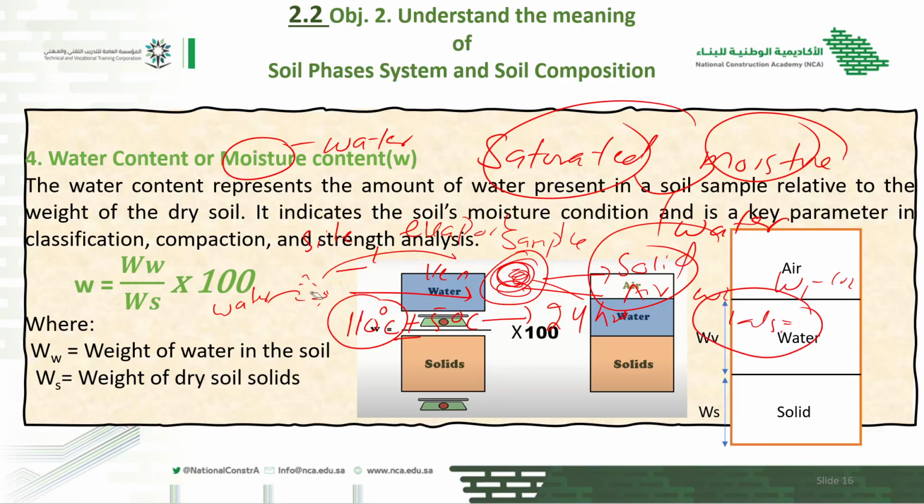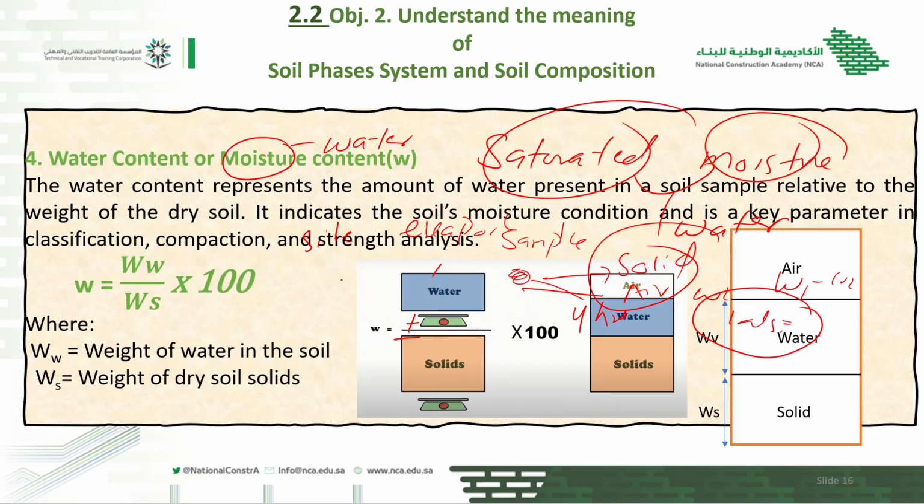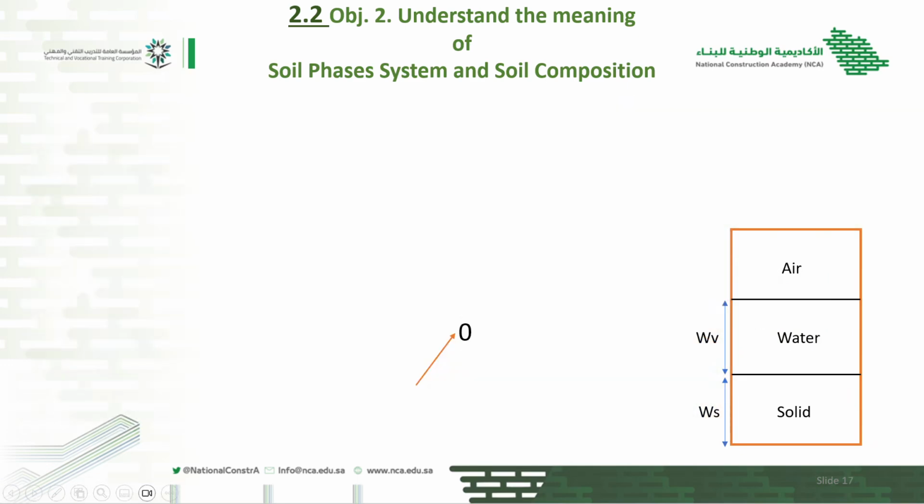So in simple, you can say that water content is the weight of water with respect to the weight of solid, multiplied by 100. How much water is present in the soil with respect to the weight of solid in the soil sample, then multiply by 100. So it is your water content, and it is denoted by W.